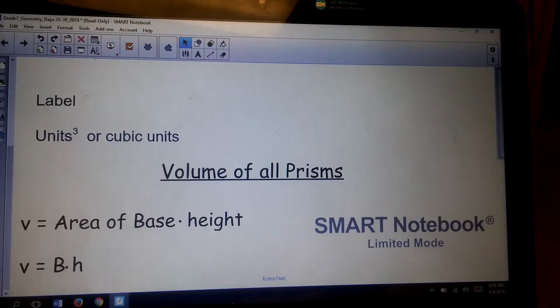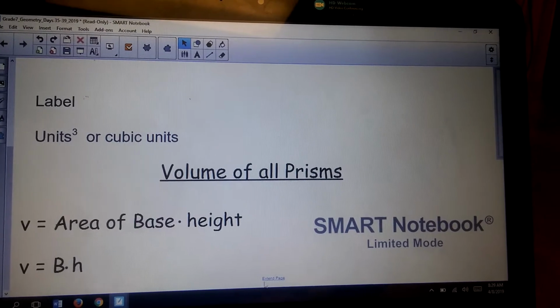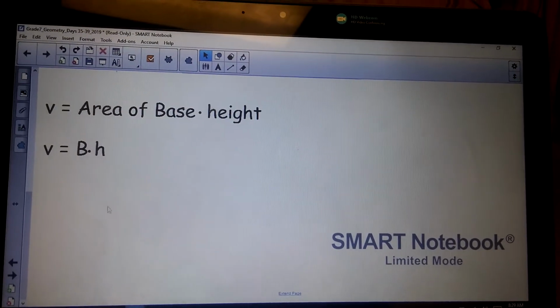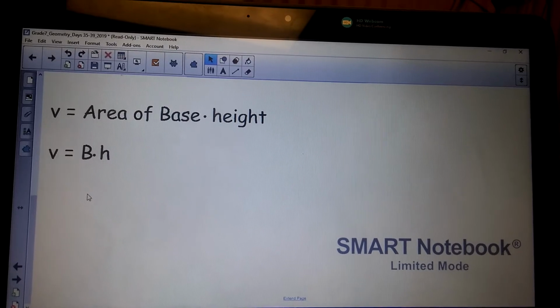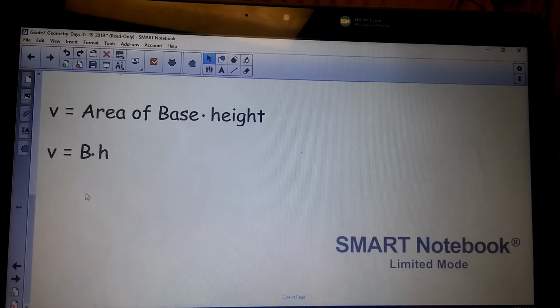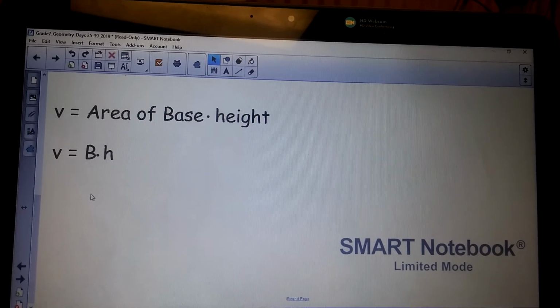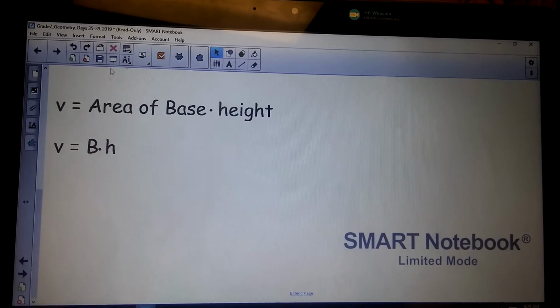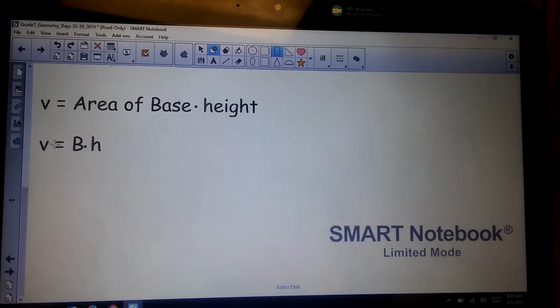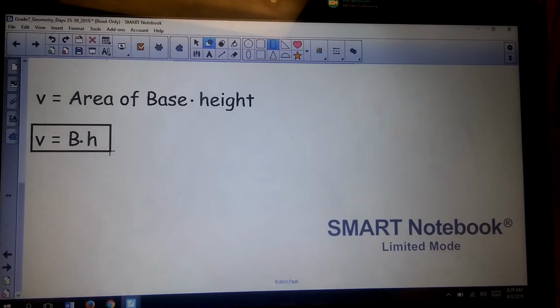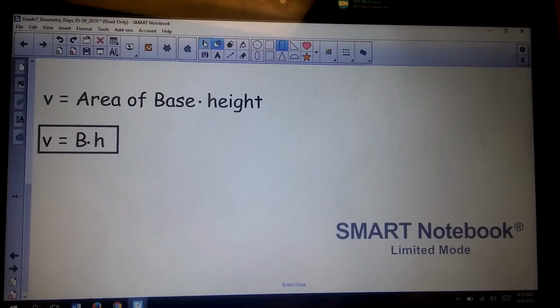And this is the basis of today. Here's the formula. To find the volume of all prisms, volume equals area of the base times the height. Volume equals area of the base times the height. Make sure this is in your notebook. Here's the short version of the formula. It's V equals capital B times H.